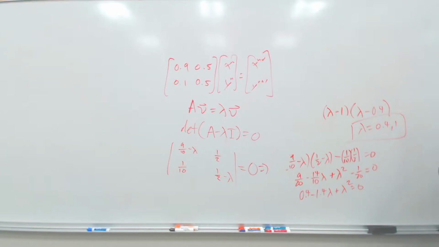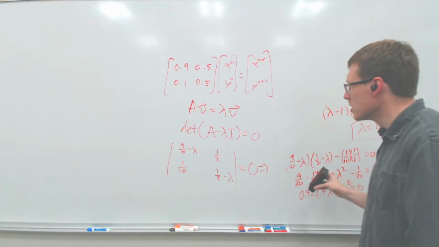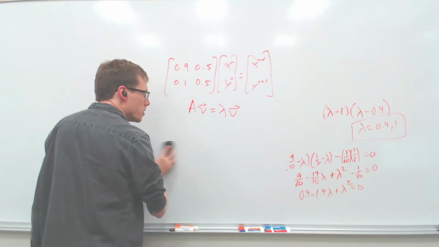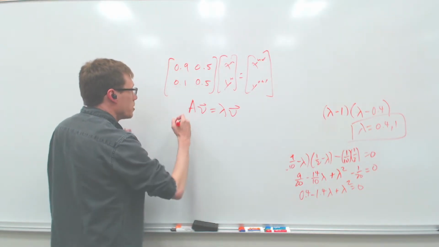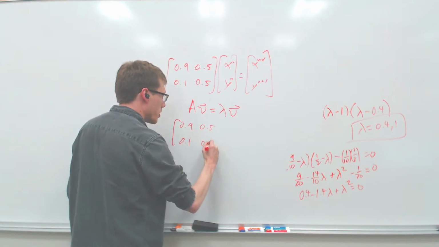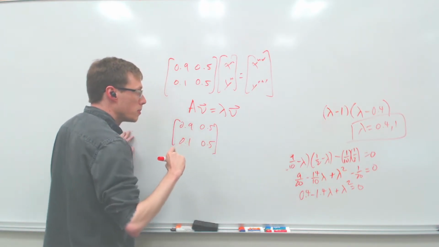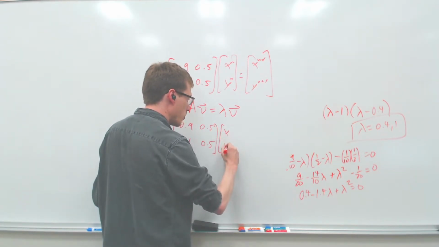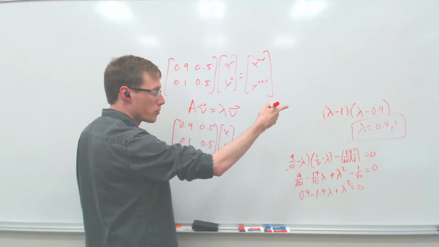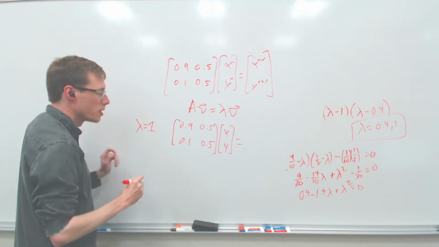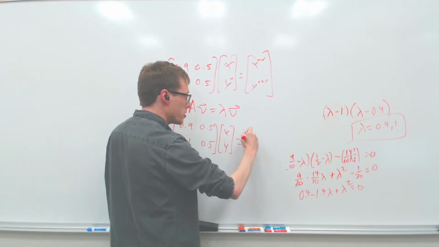Now we're going to have to plug them back in and get our eigenvectors. All right, so what we know, if we go back here, is that our matrix 0.9, 0.5, 0.1, 0.5 times our eigenvector, which we'll just label x, y, has to be equal to, we'll first do the one with lambda equals 1. Right? So therefore it just has to equal 1 times the vector itself.